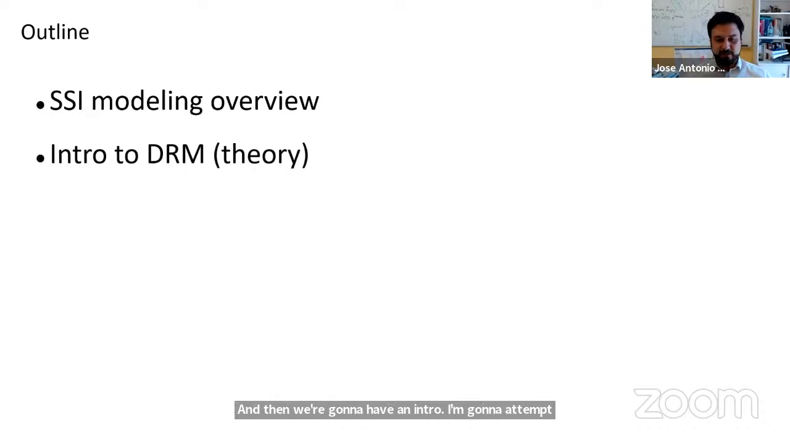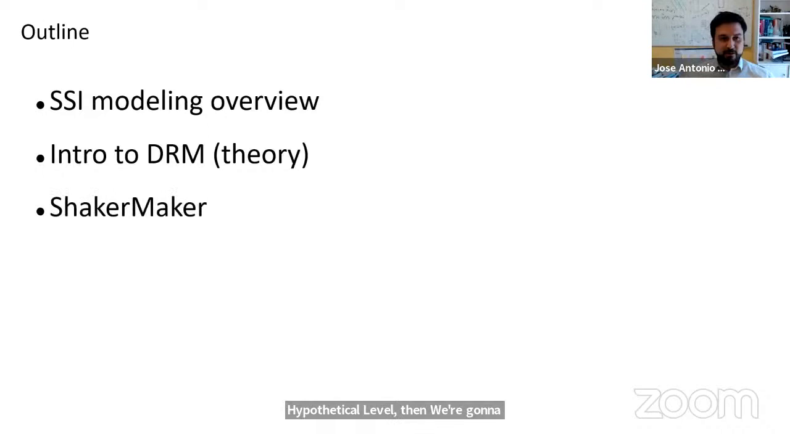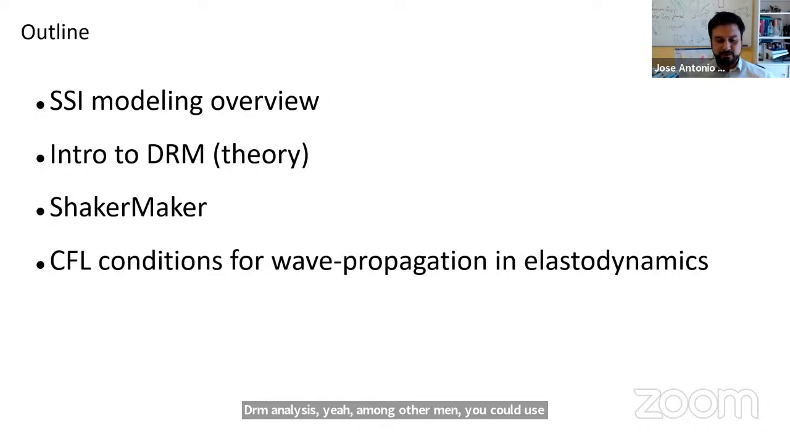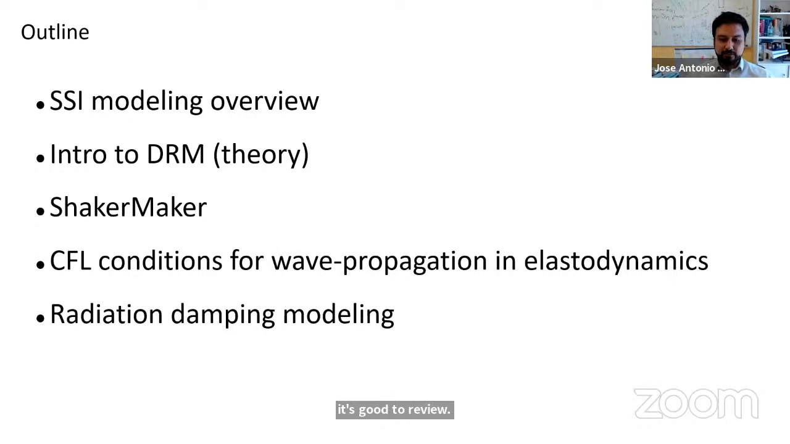You'll find the theory to be quite pleasing and beautiful and very nice. So this is the first time I'm going to be explaining DRM actually at a theoretical level. Then we're going to introduce my tool, Shaker Maker, which helps to generate data sets for DRM analysis, among other methods you could use. We're going to talk a little bit about this important thing that is the CFL conditions for wave propagation in elastodynamics. This has been talked before, but it's good to review a little bit about radiation damping modeling. And all these 5 points are going to be hopefully about half an hour of talk.